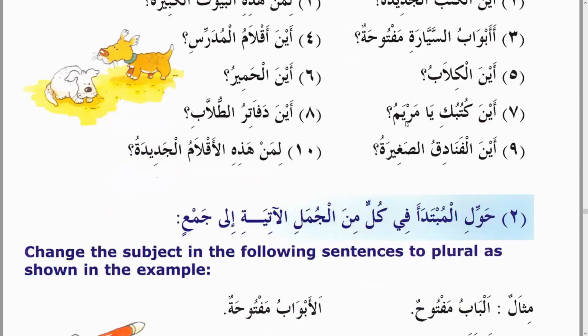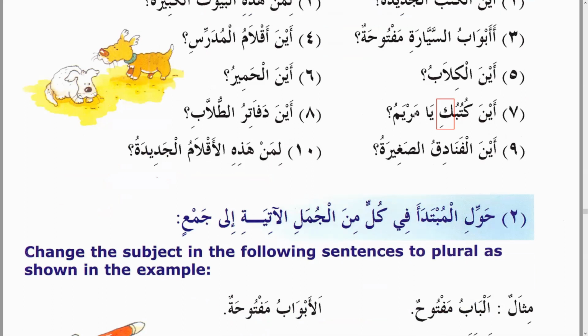Aina kutubuki ya Maryamu. Where are your books, O Maryam? Because we are speaking to Maryam, we have to choose the correct form. We can't say kutubuka. We have to say kutubuki. Where are your books? Right? Kutubuka, kutubukuma, kutubukum, kutubuki, kutubukuma, kutubukunna, kutubi, kutubuna. Right?